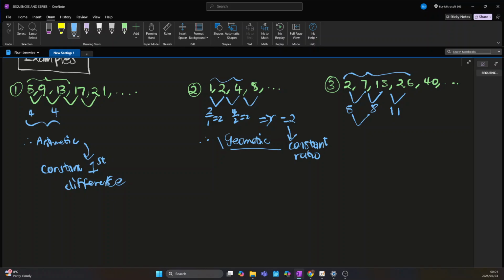And then 8 minus 5 is 3. 11 minus 8 is also 3. Therefore, the second difference is constant. This implies that our sequence is quadratic.